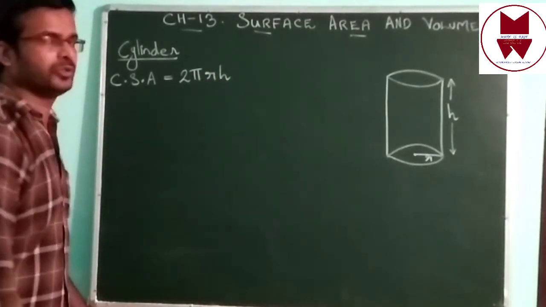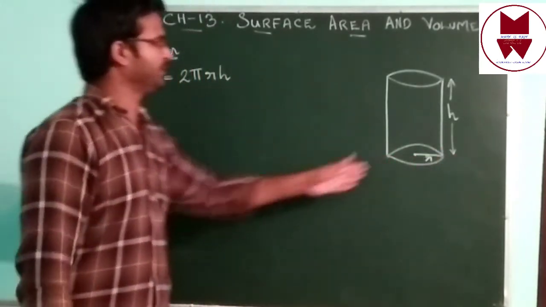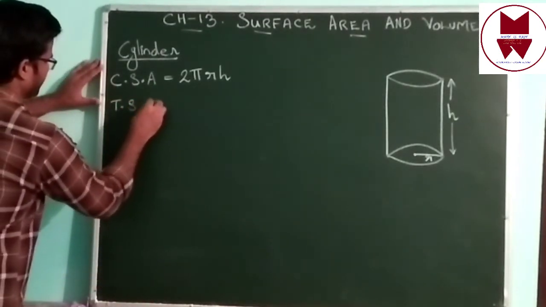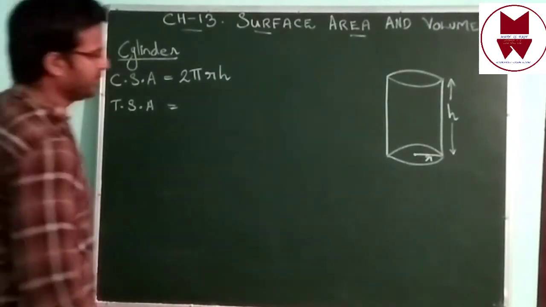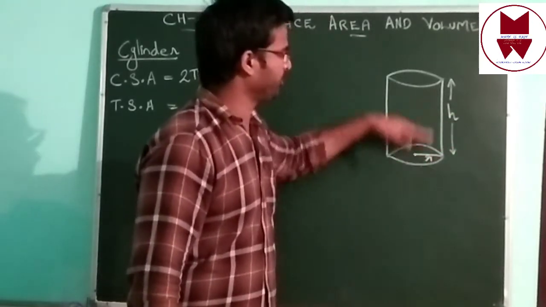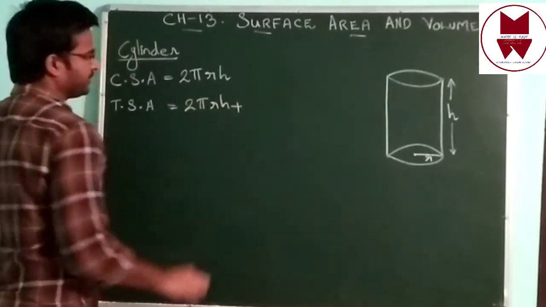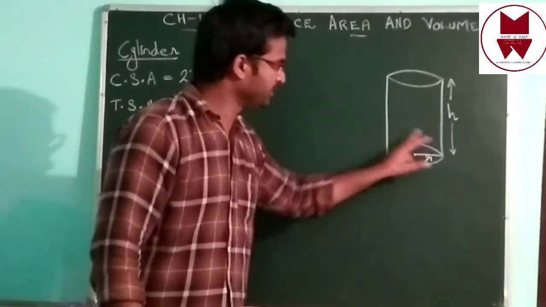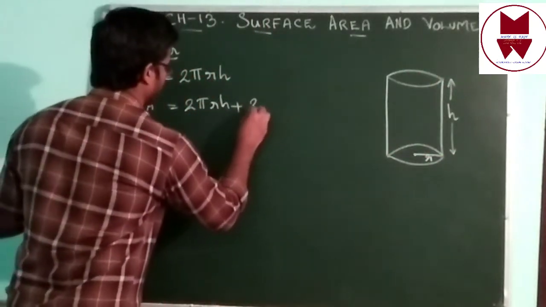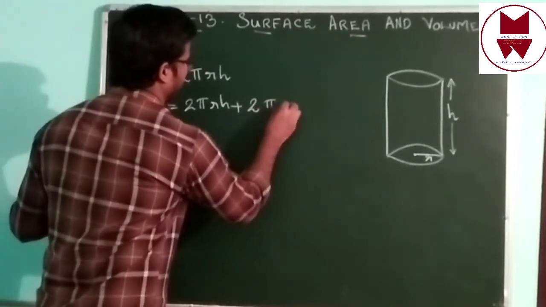Curved surface area is 2 pi r h. Here r is radius of base. Then h means height of cylinder. Next, TSA. TSA means in total surface area, this curved surface will include then bottom and top. Curved surface area we can write 2 pi r h, already studied, plus this downside, which shape? This circle, isn't it? Then upside also circle. How many are there? 2 are there. We can write 2 into area of circle. Which formula? That is pi r square.